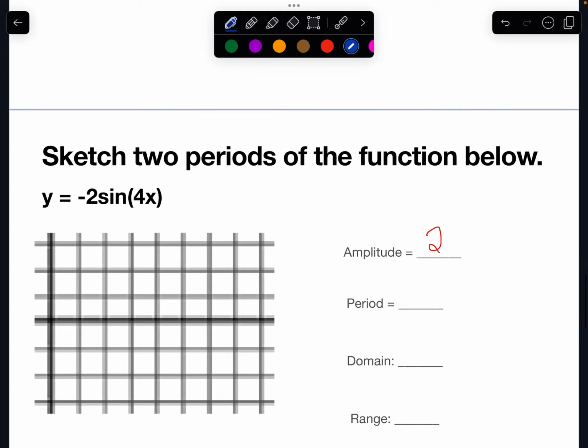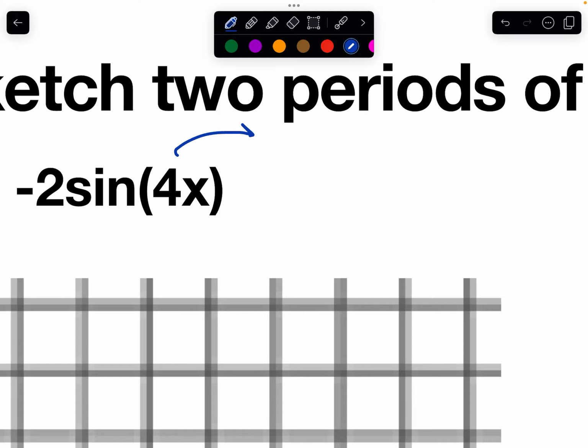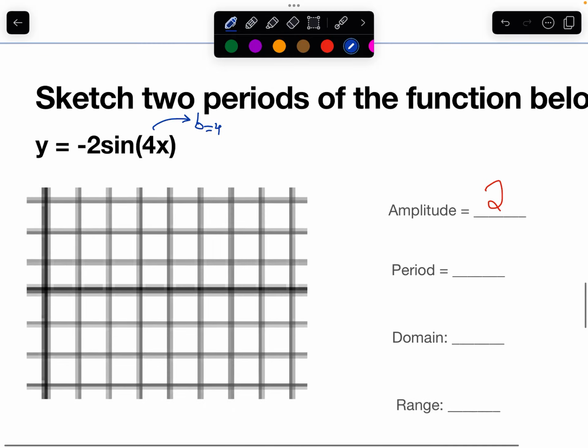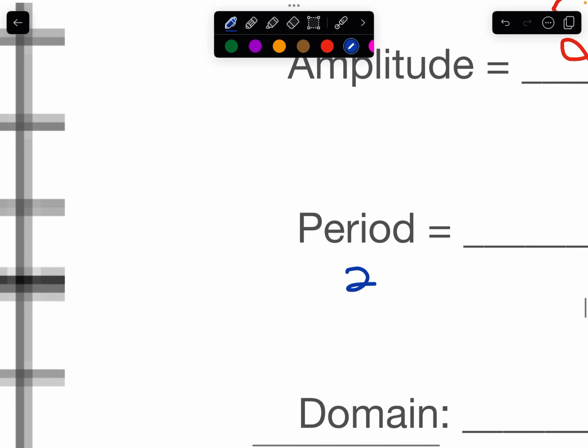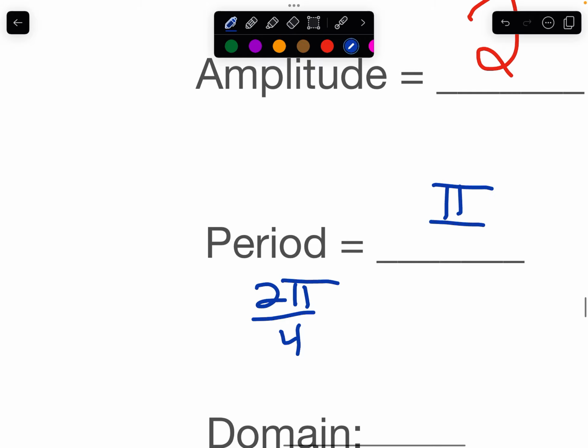To find the period, we take any number that's multiplied to x in here, and we call that b when we learned this. Okay, and we take our default period, which is 2 pi, and divide by that. So here, 2 pi divided by 4, which reduces to pi over 2.